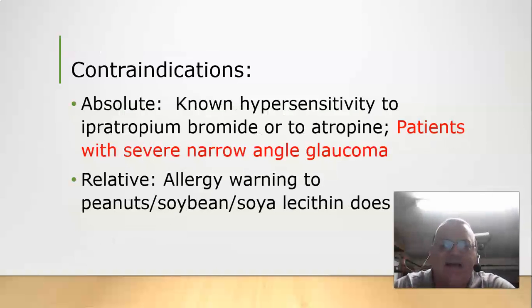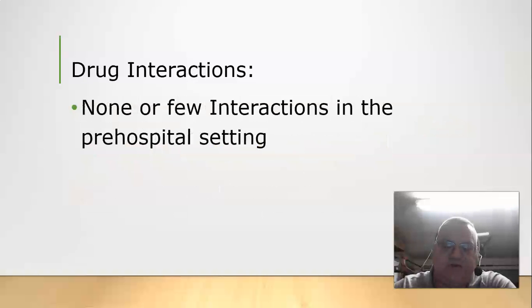So again, if they've got severe narrow angle glaucoma, do not give them Atrovent. Don't give it to them, okay? If they have the soybean peanut allergy, it really doesn't apply. And the reason that I say that is they weren't allergic to the albuterol or the Atrovent. They were allergic to the materials that were used as a preservative. And so a lot of paramedics you might hear say, well, if they have a soybean allergy, we can't give them Atrovent. That's not really true. Again, if you can get away with not doing it, I would say do it that way.